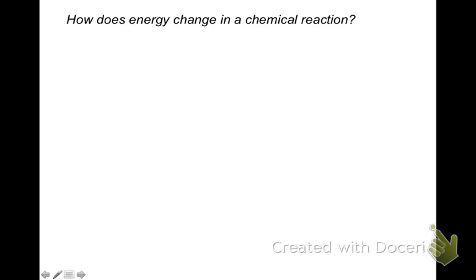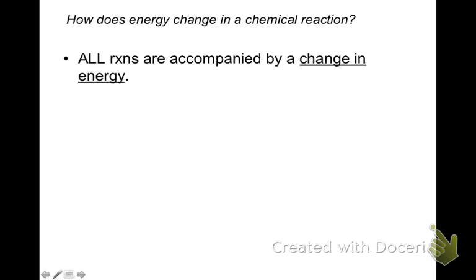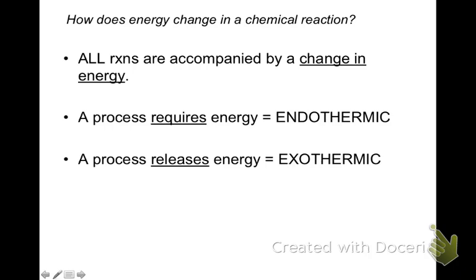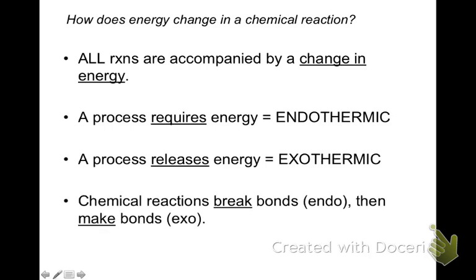Now let's talk about energy. It doesn't matter what kind of reaction you're talking about, every single one is accompanied by some change in energy. So that means all reactions are either endothermic or exothermic, one or the other. If a process or a reaction requires energy, that reaction is going to be called endothermic. And if it releases energy, it's going to be exothermic. And remember that first they break bonds, which is endo, and then they make bonds, which is exo. So it just depends on which one is more.